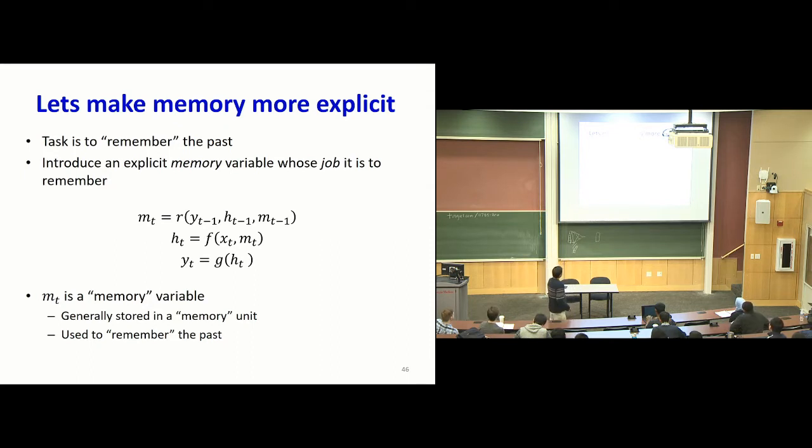So if we want to make this memory explicit, we're going to introduce now a memory variable, and the memory variable's job is to remember things. That's all the memory variable is going to do. So the memory is going to be some function of everything that has happened in the past, which is to say that the output at time t minus 1, obviously that influences memory, the hidden states at time t minus 1, and past memory, right? Because you're aggregating memory, you're storing your memory. So you'd have a memory unit which is looking at all of these.